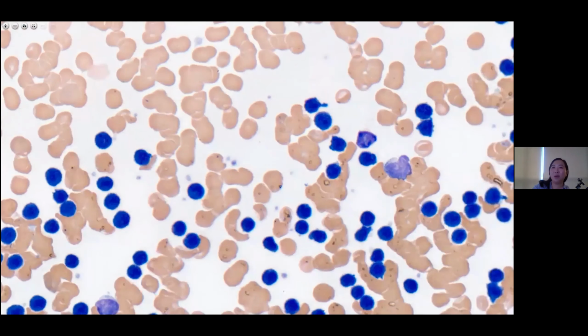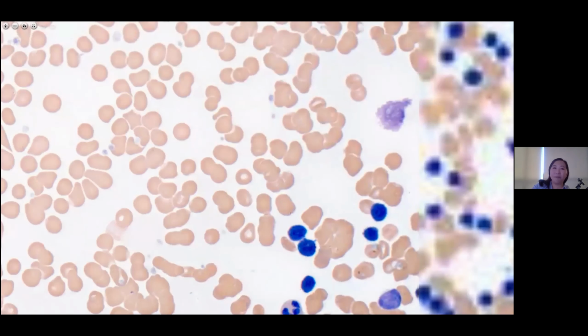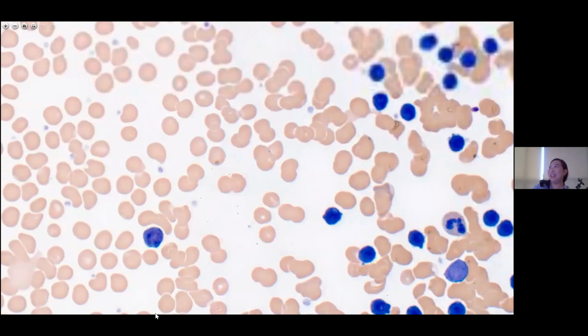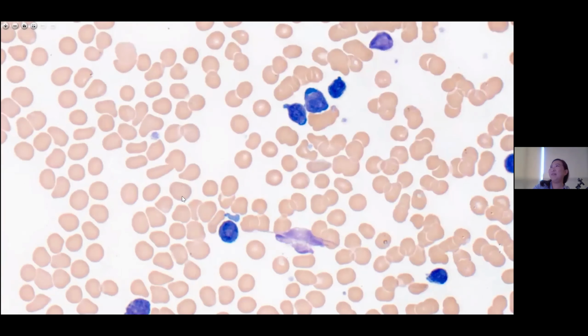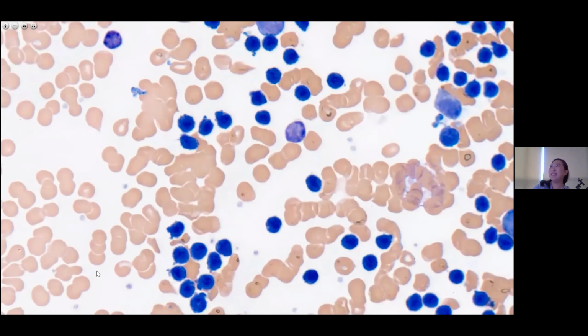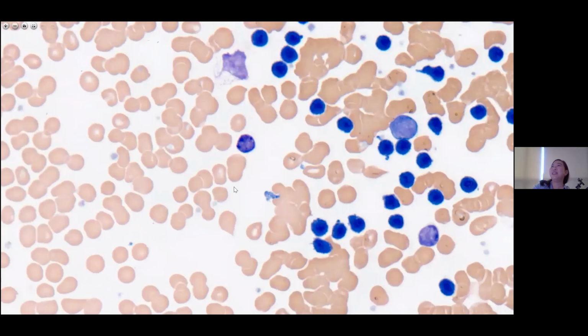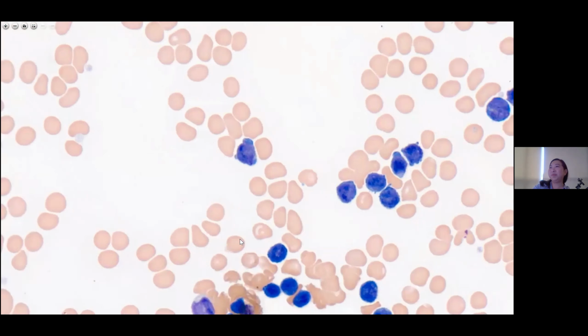All right, so anybody want to take a guess what this is? It's a very rare condition, but very interesting. So anybody put in the comments of what this might be? The comments are coming in slowly.